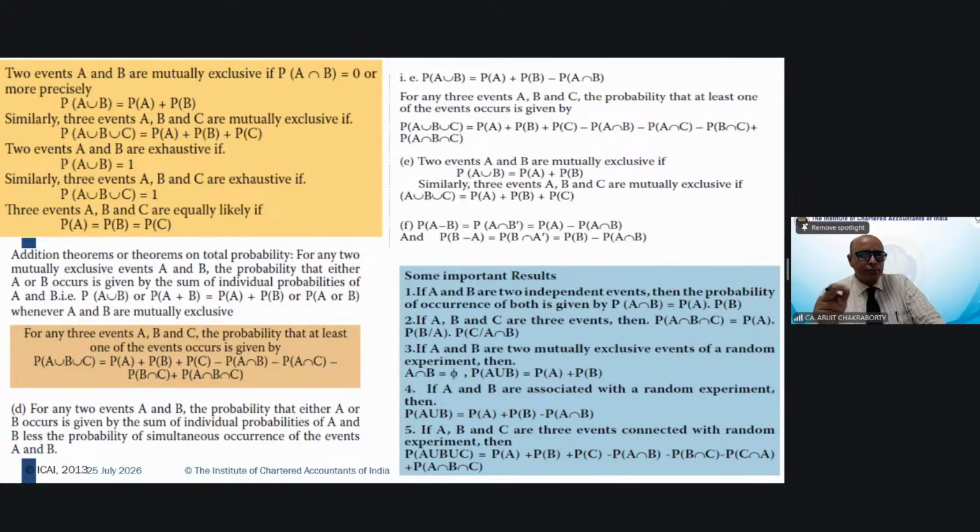And then we have similar theorems, and let us come to the important results here. If A and B are two independent events, that means one cannot influence the other event, then the probability of occurrence of both will be given by P of A intersection B. These are independent events. That means occurrence of one event cannot influence the occurrence of another event.